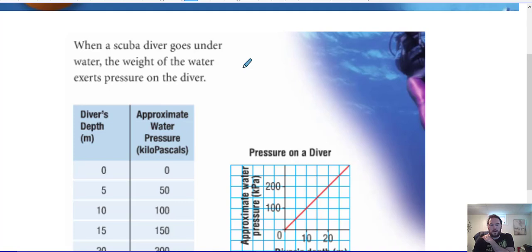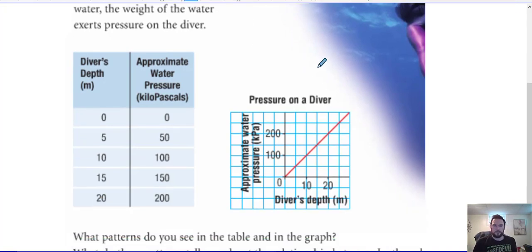We have a scuba diver going underwater, and the pressure that the water exerts on the diver is given by these two things right here. First, we have what is known as a table of values. I touched on a table of values in the first video, but here's another example. We have the depth of the diver, as they go deeper and deeper, and the water pressure being exerted on the diver in kilopascals.